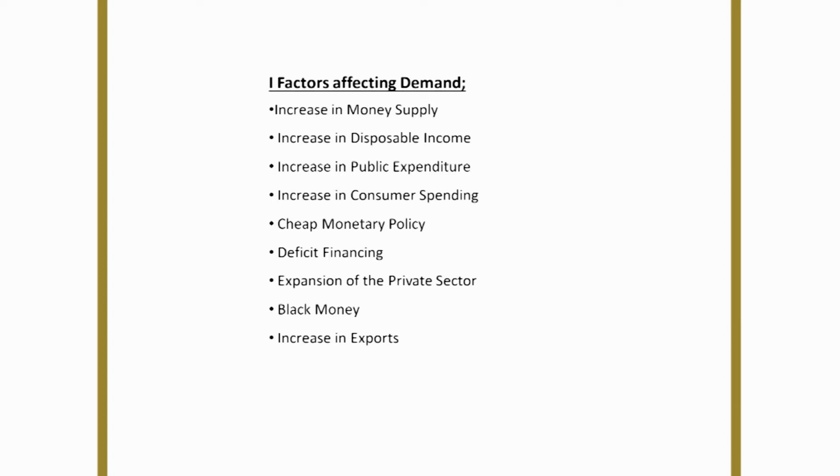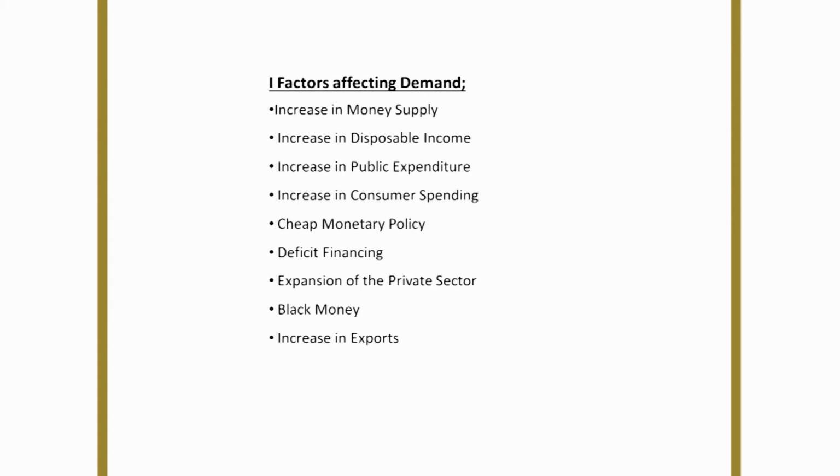Then increase in public expenditure. When the government starts to spend more and more on public utility services or on different areas which will benefit the people, it makes the people get more and more money in their pocket, and certainly demand for commodities becomes more and prices of commodities start to rise.